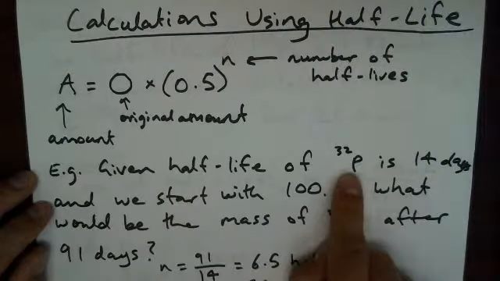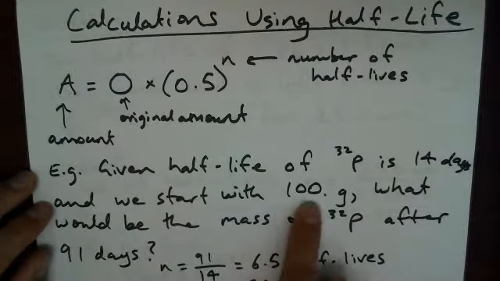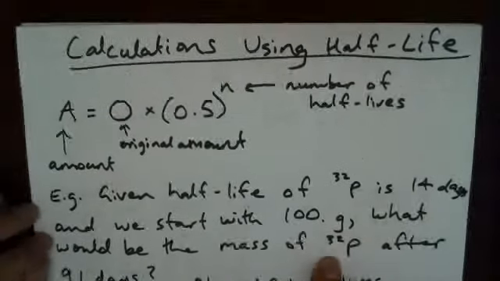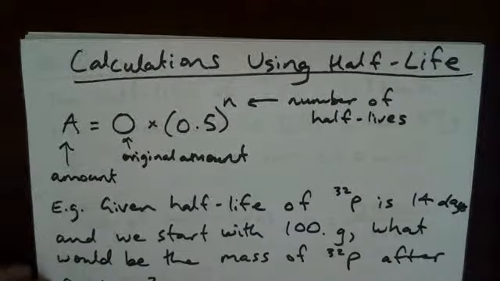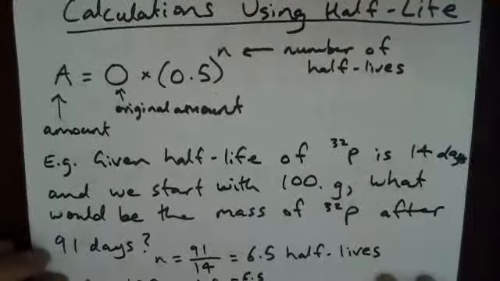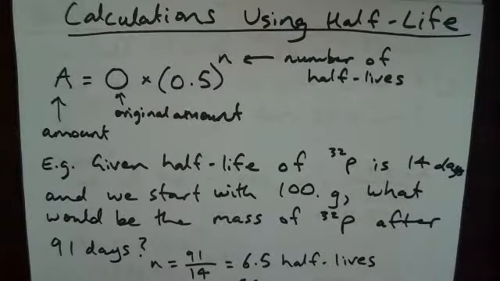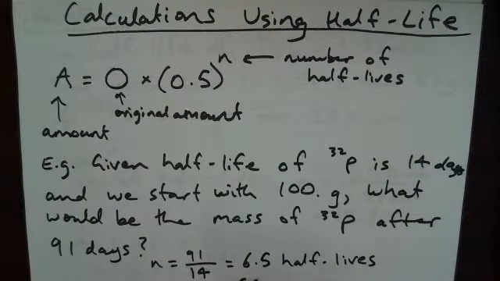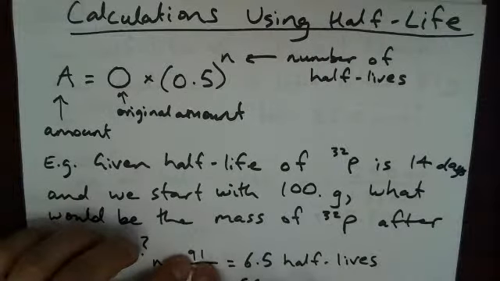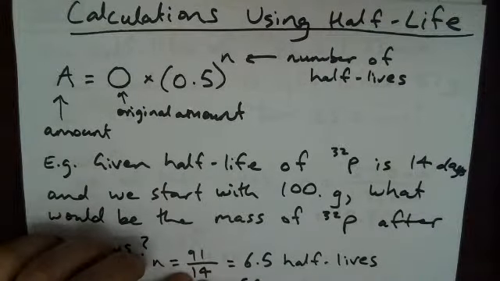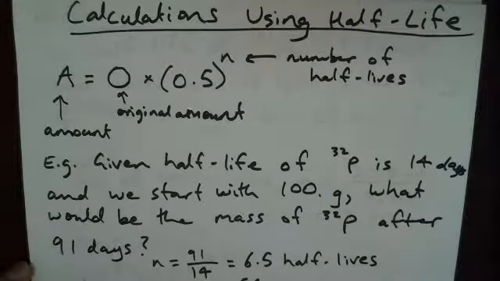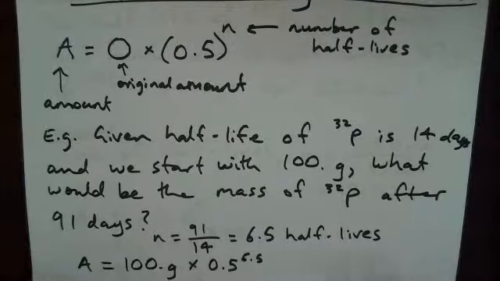Given the half-life of phosphorus-32 is 14 days, and we start off with 100 grams, what would be the mass of phosphorus-32 after 91 days? We first calculate our number of half-lives, which is 91 divided by 14, which is 6.5 half-lives. This is the number of days the question's asking about, and this is the half-life, so you can calculate how many half-lives you have. Then using my formula, the amount I'd have after 91 days would be the 100 grams times 0.5 to the power of 6.5.